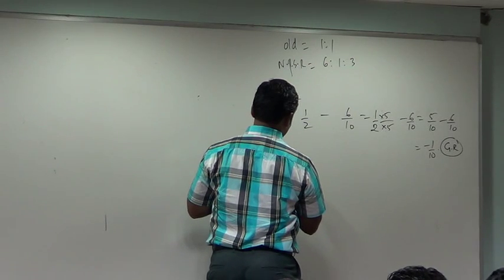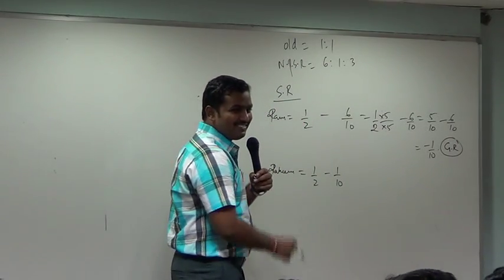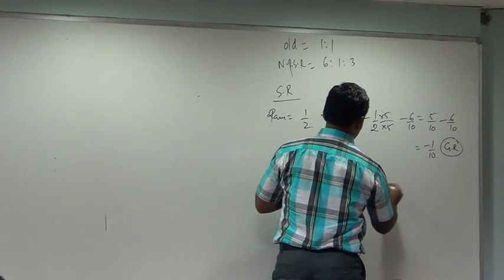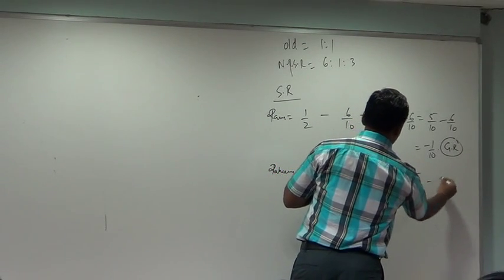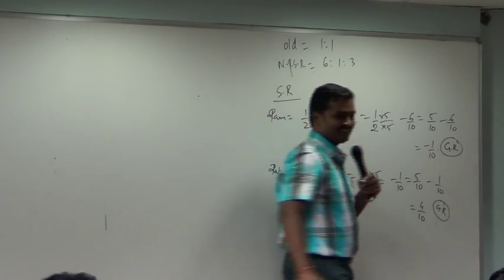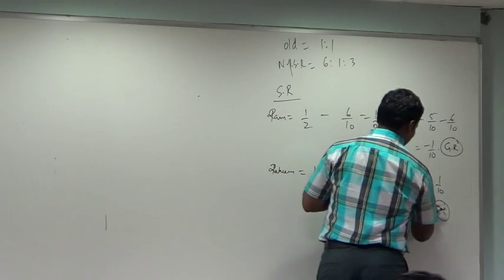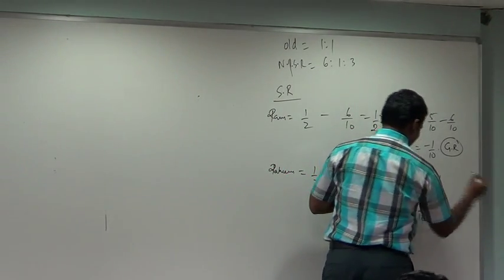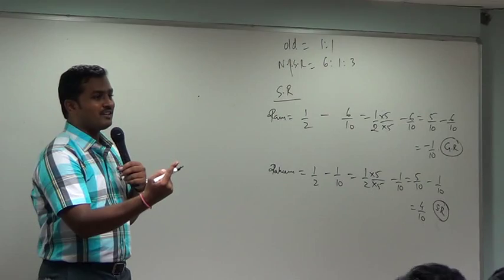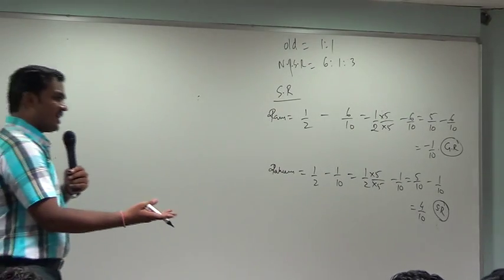Rahim. 1 by 2 minus 1 by 10. 1 by 2 into 5 by 5 minus 1 by 10, 5 by 10 minus 1 by 10, 4 by 10. This is the sacrificing ratio. He has lost. Earlier he was getting 5 rupees out of 10. Now out of 10 rupees he is getting only 1. So his 4 rupees have been taken away by somebody else. Okay. Is it clear? Kareem is a gaining partner.